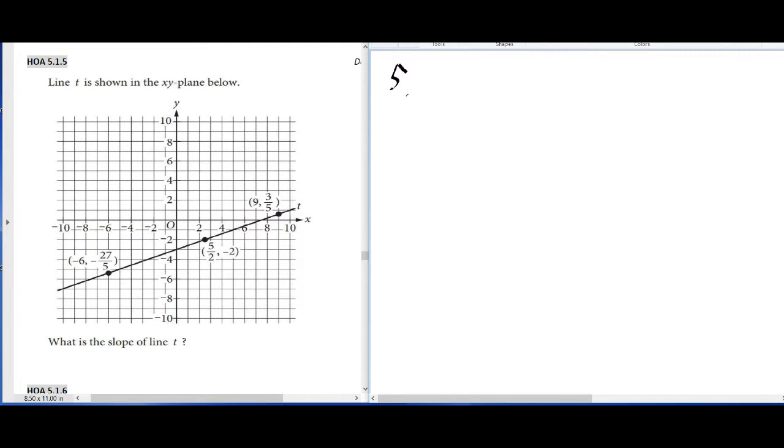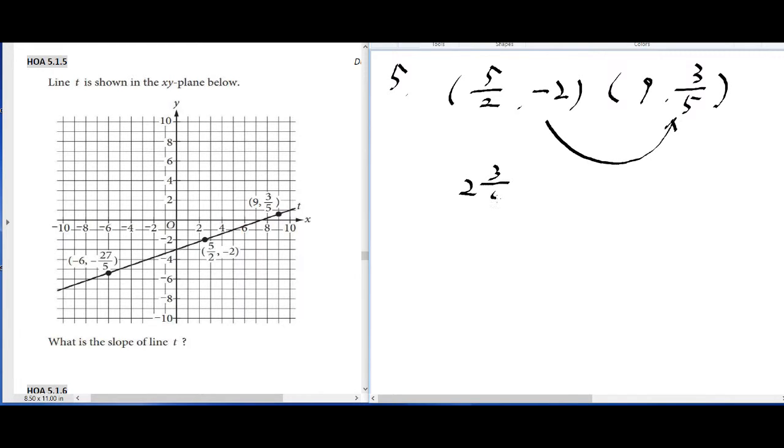Yes, you can use the formula for the slope, but simply you can write it down this way. You can first check the rise, the change in y, which is an increase, right? So 2 and 3/5, right?